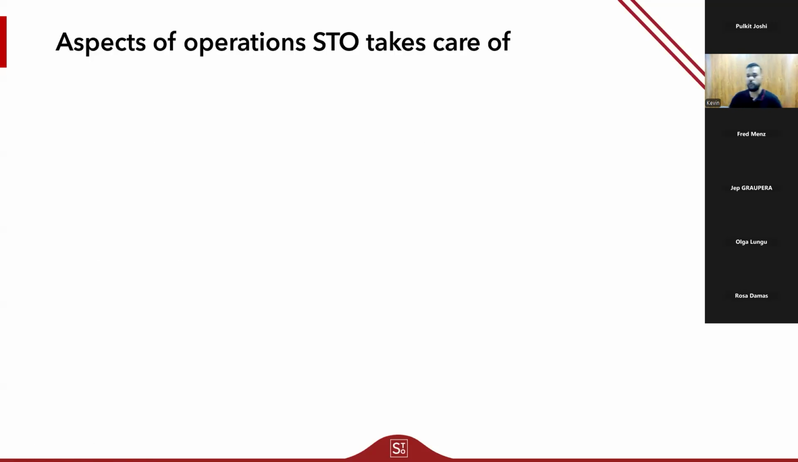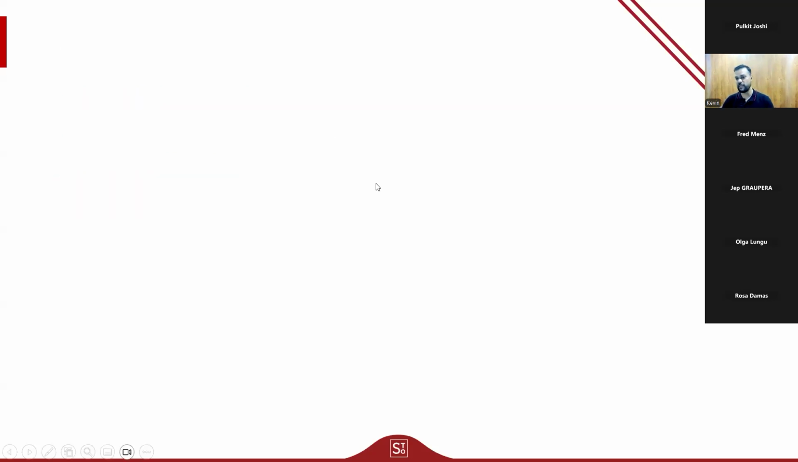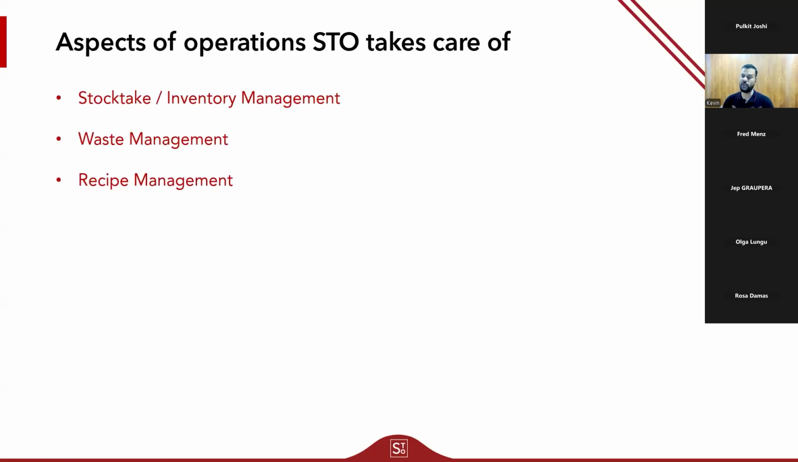Now, aspects of operations, STO takes care of for you. It takes care of your stock take, your inventory, as we say, inventory management. For your waste management, a lot of it is wasted. We have free giveaways, complimentary items being pushed out. So there is a place where you could record waste, your complimentary staff meals, a lot of it, which gives you better and much more accurate results. We have recipe management. A lot of you have been through the recipe management, where we break everything down to the second decimal point. And with a lot of accuracy, you are given your results.